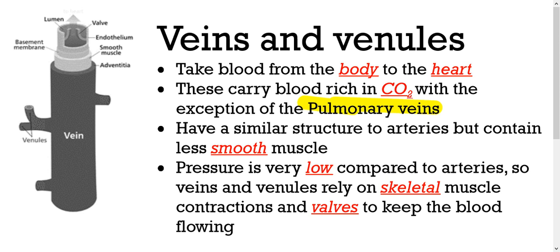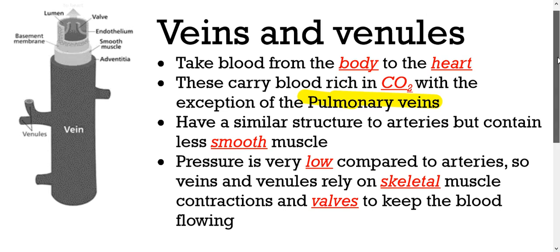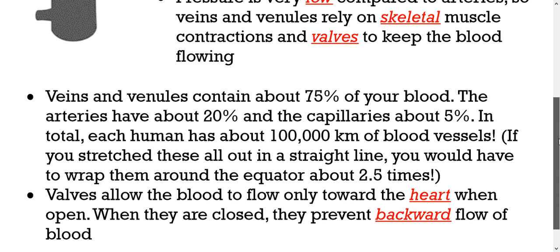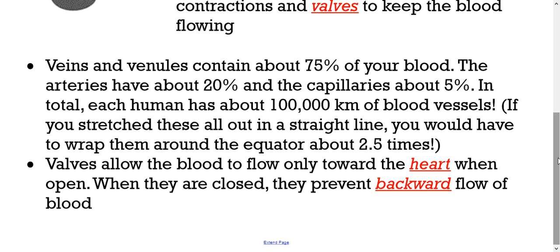Veins and venules have similar structures to arteries, but they contain less smooth muscle, so they're not quite as elastic, because the pressure is very low compared to arteries. So veins and venules rely on skeletal muscles, so your muscle contractions when you do things like walk, and valves to keep the blood flowing back towards the heart. Veins and venules contain about 75% of your blood. The arteries have about 20% of the blood, and the capillaries about 5%.